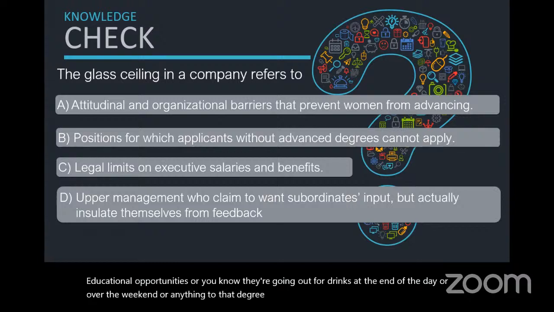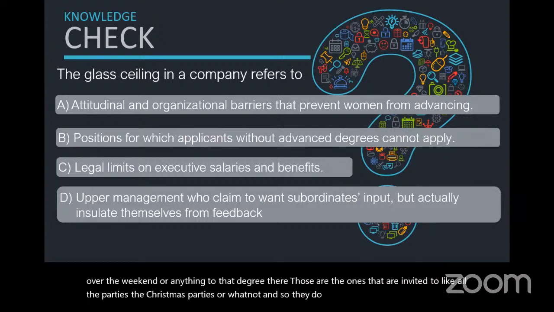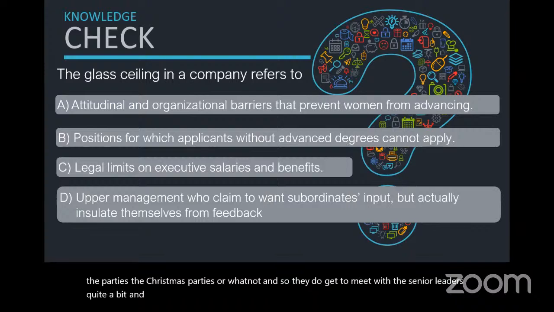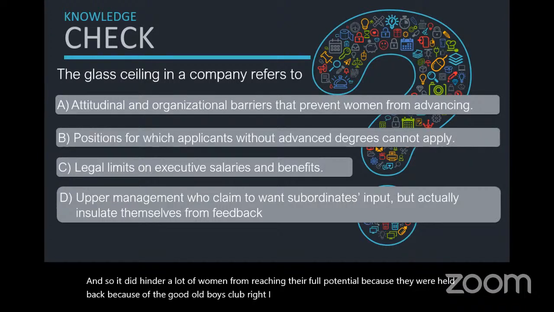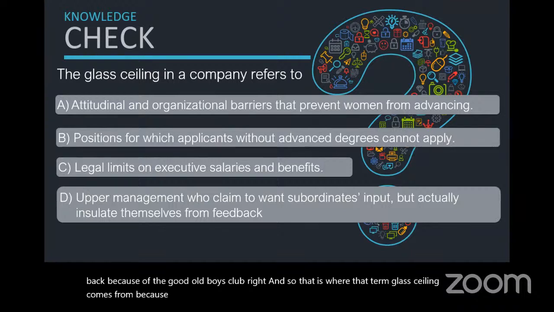Those are the ones that are invited to all the parties, the Christmas parties or whatnot. And so they do get to meet with the senior leaders quite a bit, and they get their name out there in the organization. It did hinder a lot of women from reaching their full potential because they were held back by the good old boys club, right? That is where the term glass ceiling comes from, because we feel like we have hit the ceiling and can no longer advance because of barriers within our organization.